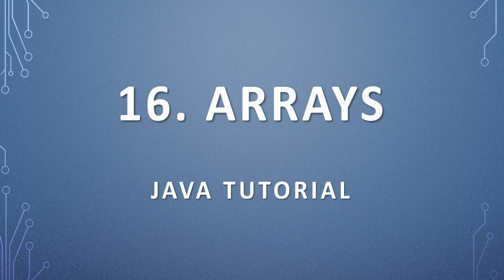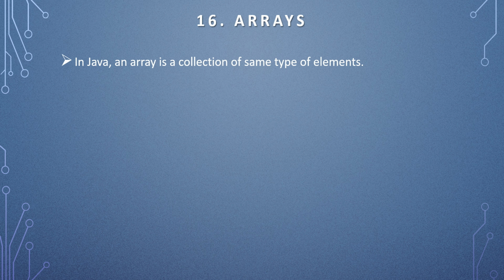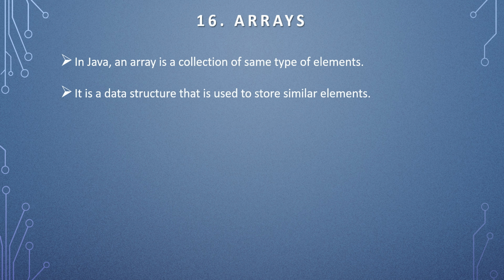Hello everyone. In this video, I'm going to share about arrays in Java. In Java, an array is a collection of same type of elements. That is, arrays contain elements of similar data type. It is a data structure that is used to store similar elements.